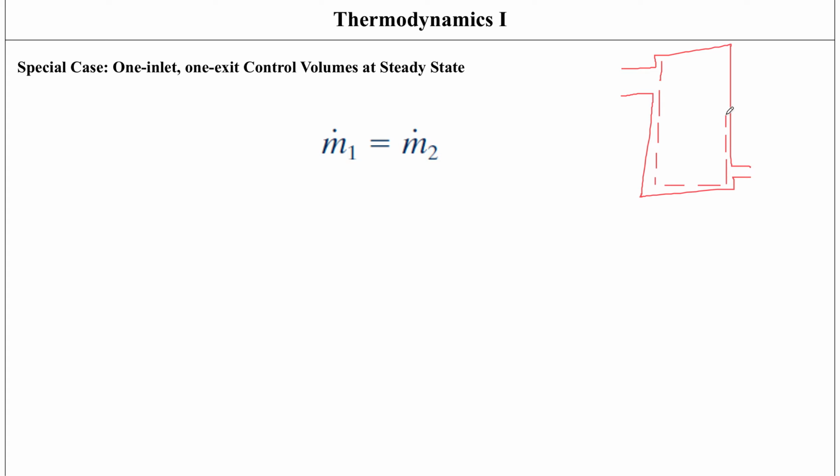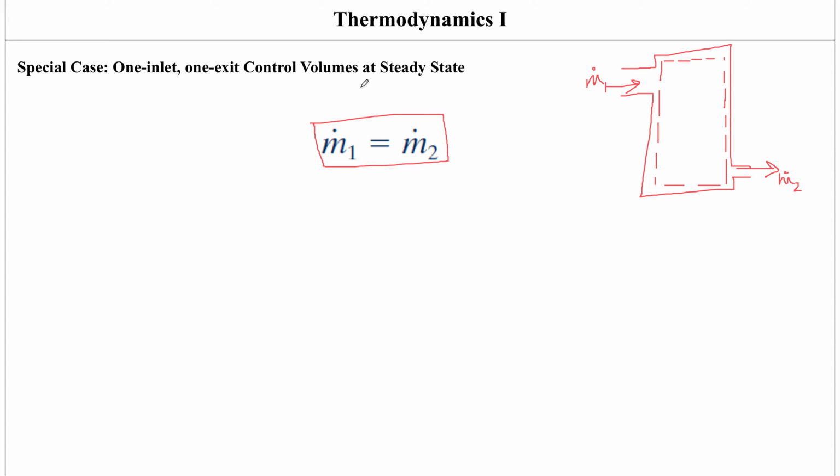The conservation of mass equation reduces to m dot 1 is equal to m dot 2, because over here we've got m dot 1, and over here we've got m dot 2. What we're saying is that at steady state, the incoming mass flow rate is equal to the outgoing mass flow rate. So this is what our equation is reduced to: m dot 1 is equal to m dot 2 for the system.